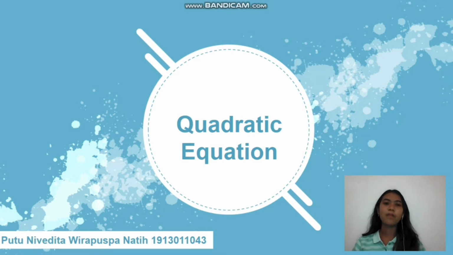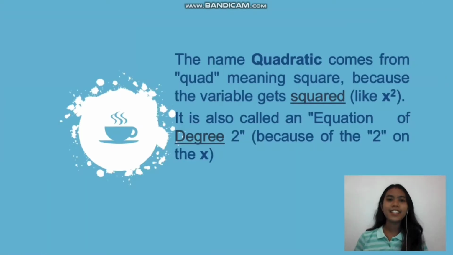Today I want to talk about quadratic equation. Enjoy! So next is the name of quadratic. It comes from the word quad, that means square, because the variable gets squared, like x to the power of 2 or x squared. It's also called equation of degree 2 because of the 2 on the x.